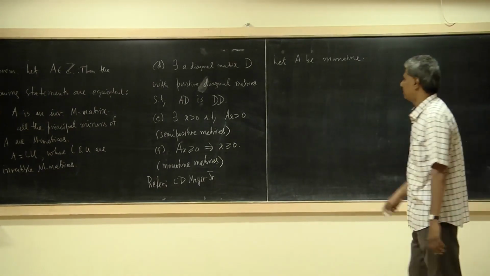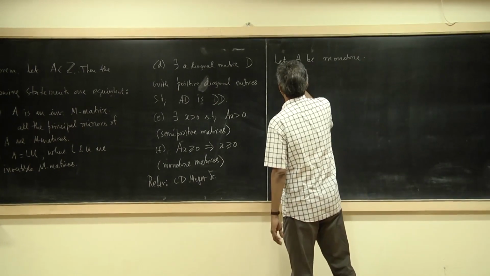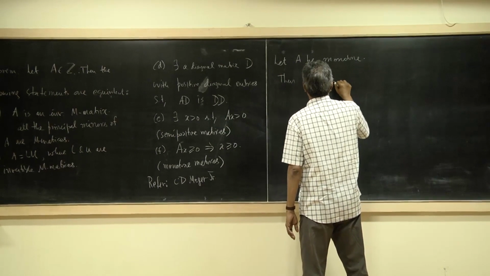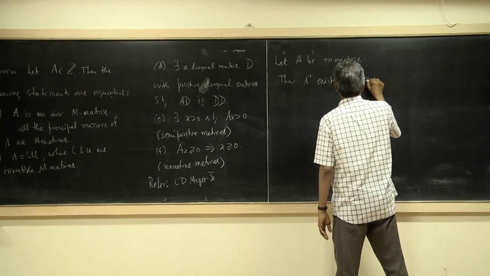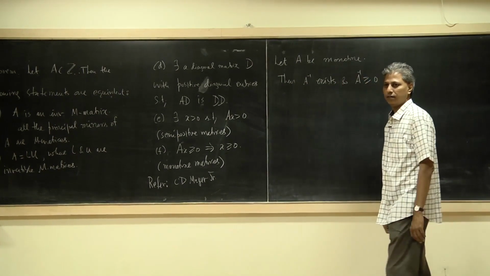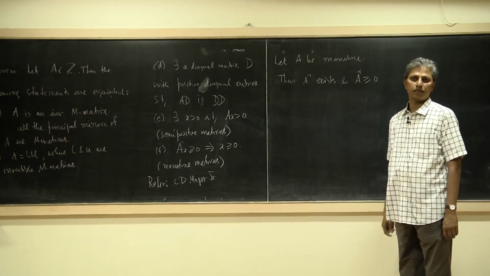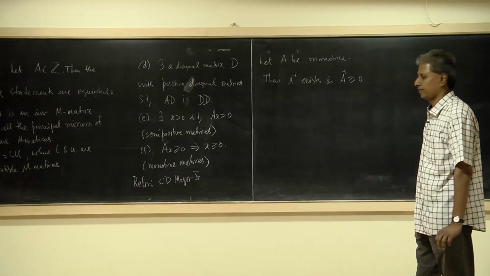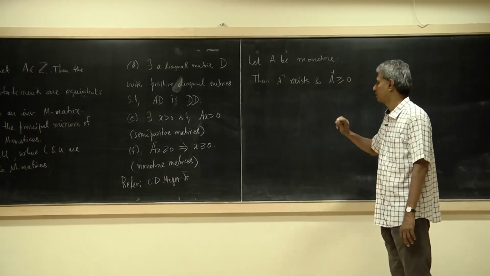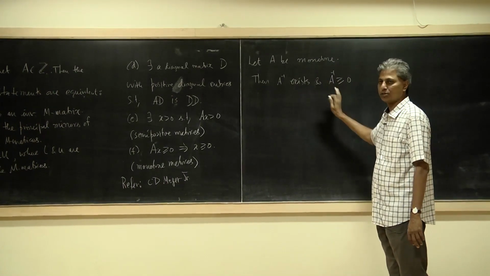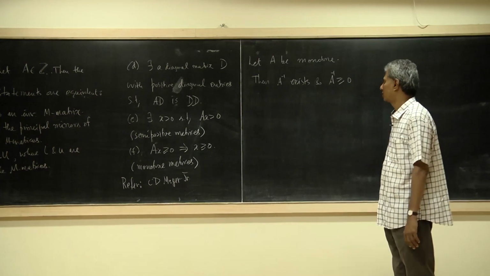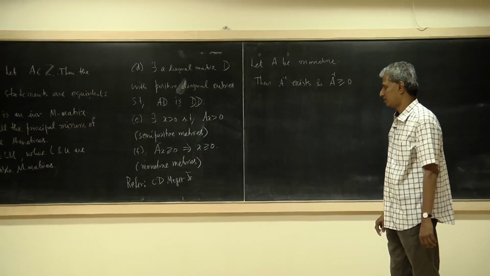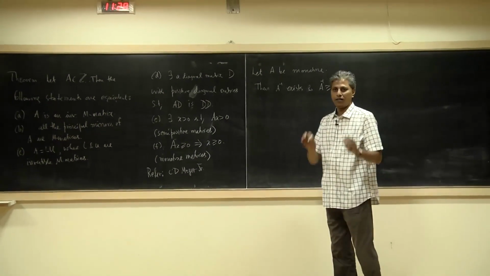Then A inverse exists, and all the entries of A inverse are non-negative. It does not have to be a Z matrix. Any monotone matrix will have this property. The converse is also true. But let's see how this is proved. It's more or less straightforward. I hope you understand what's going on.